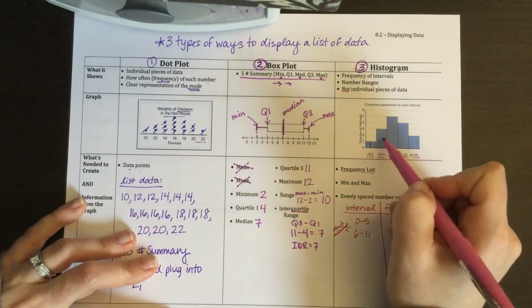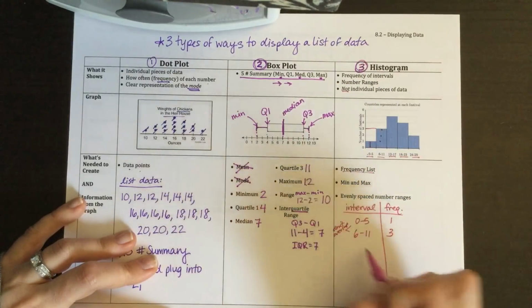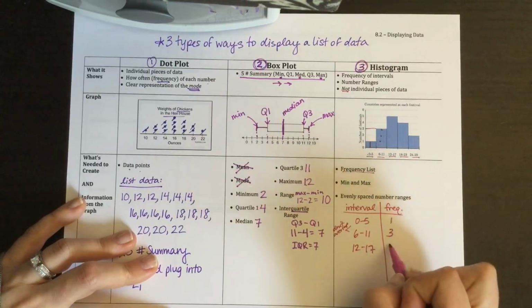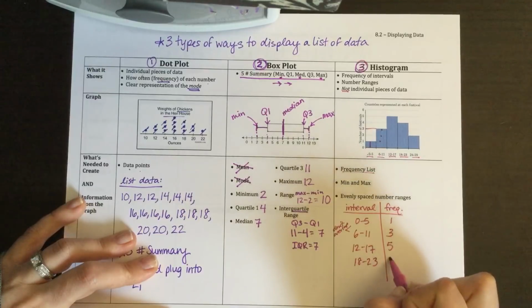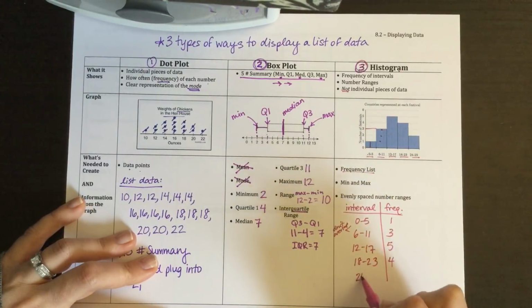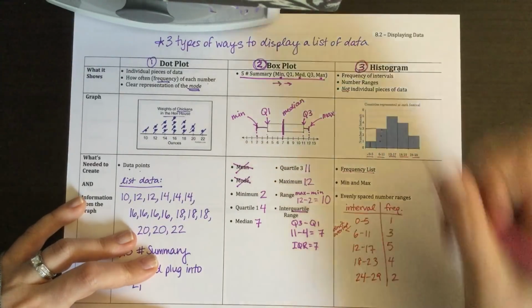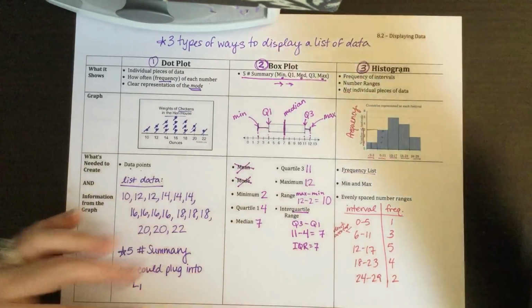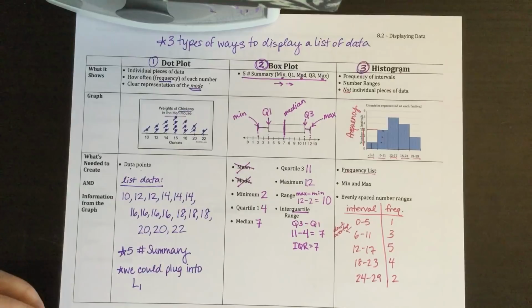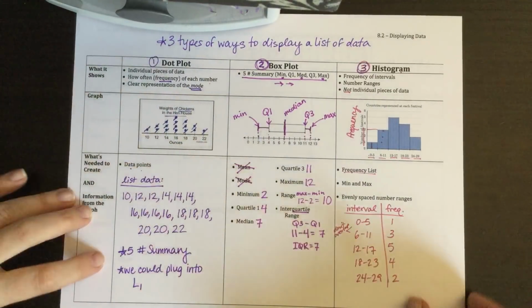Okay, 6 to 11 has a frequency of 3. 12 to 17 has a frequency of 5. 18 through 23 has a frequency of 4. And finally, 24 to 29 has a frequency of 2. Okay, so this side here tells us our frequency, or the number of something. Okay, so what we're going to do next is go through 2 examples, and then you're going to do one on your own. And we're going to make a dot plot, a box plot, and a histogram for each of these.